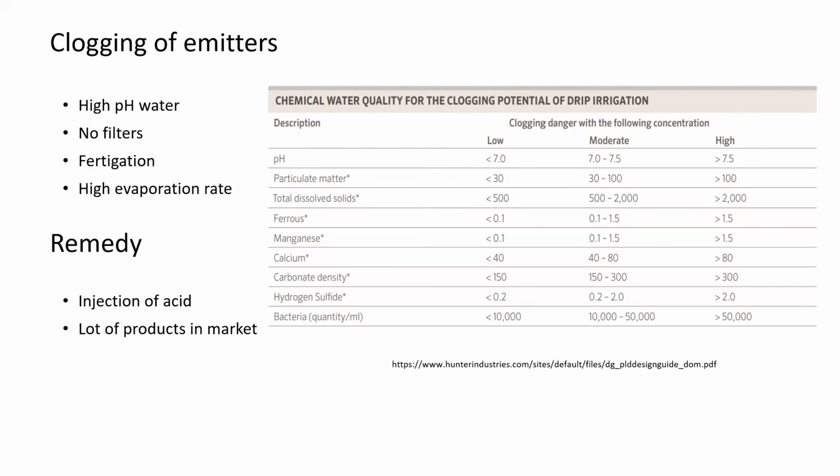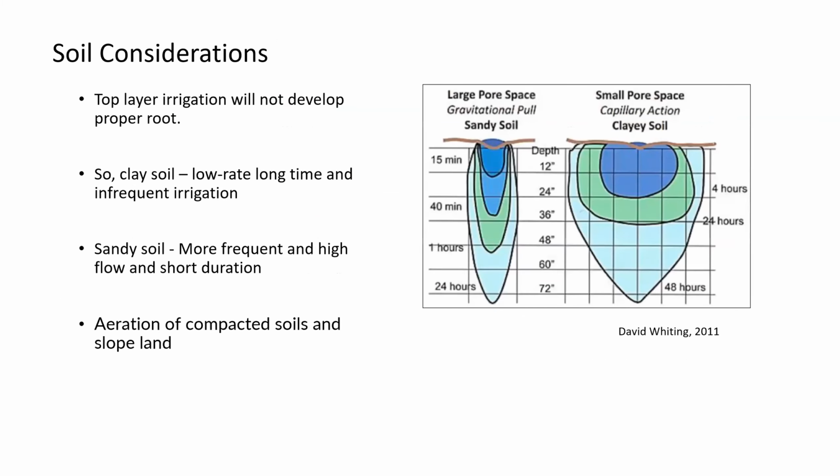Usually it can be remediated by injection of a very low concentration acid, or you can search for products in the market which are easily available, and Google different products. I can't make any recommendation for any specific product, but there are tons out in the market which you can just put in your system and flush it out, and it'll clear the clogging.